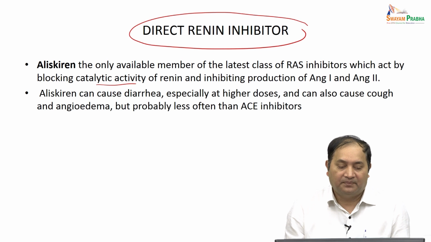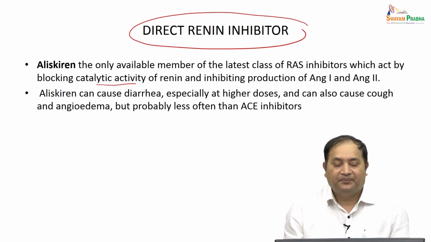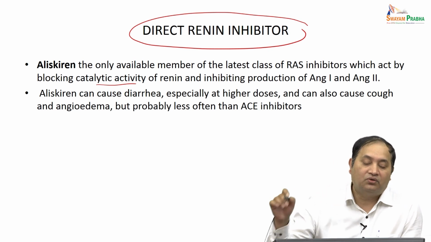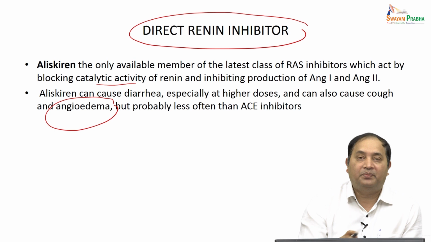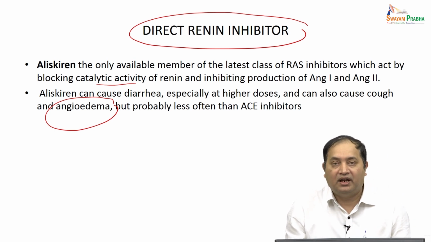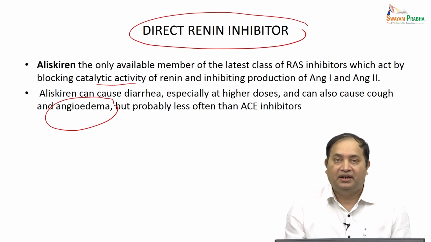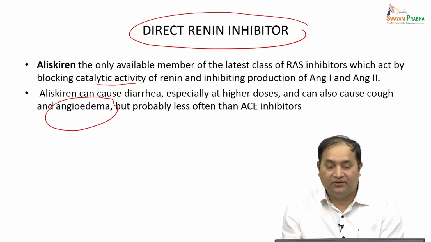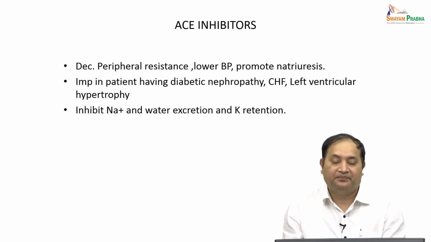is a potent vasoconstrictor. As for adverse drug reactions, it causes diarrhea, especially when given in higher doses, and it can also cause cough. One has to be very careful because it also causes angioedema. So, in case of anaphylaxis, allergy or hypersensitivity, one has to be careful that some people develop angioedema, though compared with ACE inhibitors it is less with direct renin inhibitors.